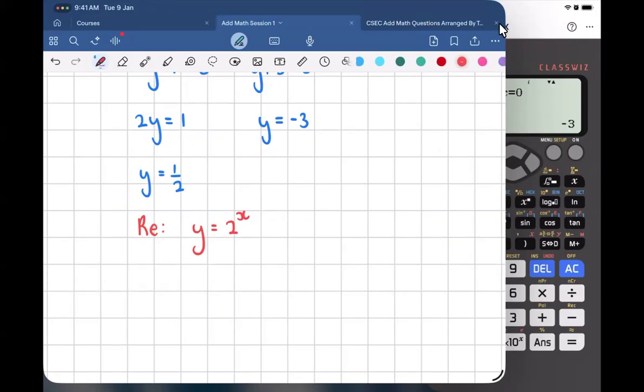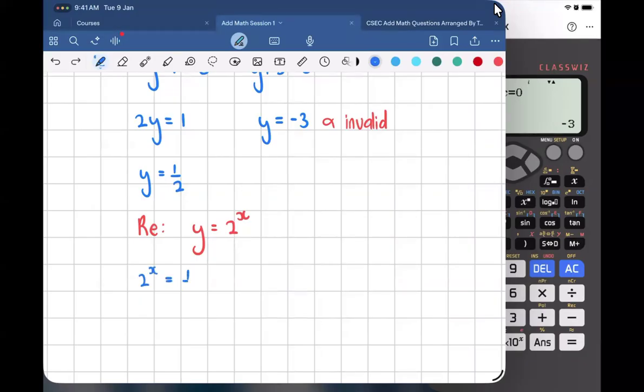Shay, do you understand why y is equal to minus 3 is invalid? So why would the solution be invalid? Because no number could equal a negative number in terms of powers. Yeah, that's correct. So this is invalid. All right, so you'll end up with 2 to the power x is equal to a half.